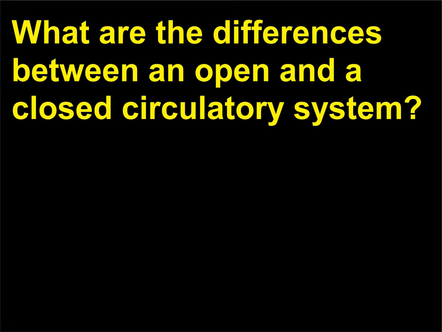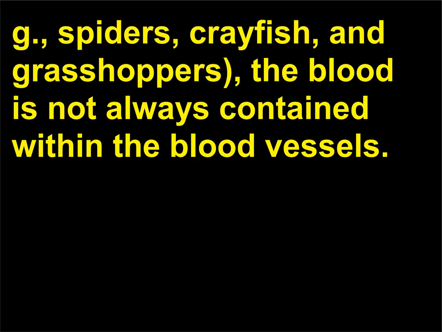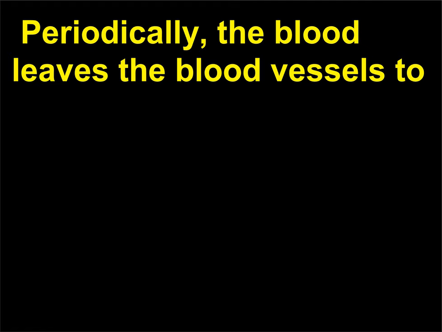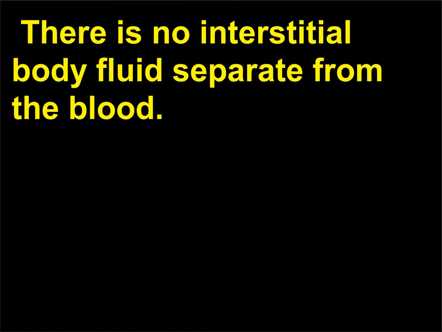What are the differences between an open and a closed circulatory system? In an open circulatory system, found in many invertebrates, e.g., spiders, crayfish, and grasshoppers, the blood is not always contained within the blood vessels. Periodically, the blood leaves the blood vessels to bathe the tissues with blood and then returns to the heart. There is no interstitial body fluid separate from the blood.